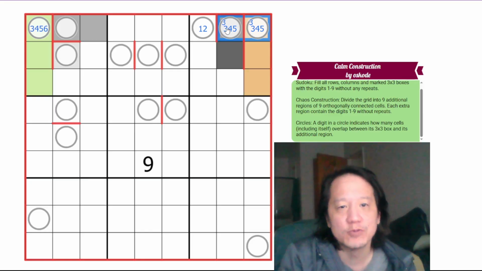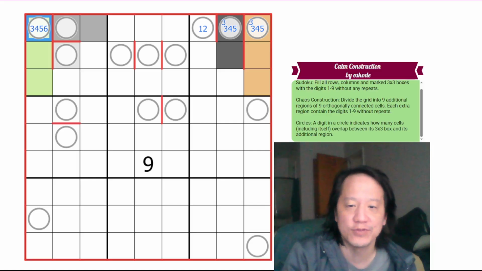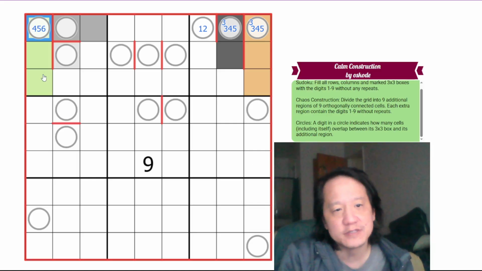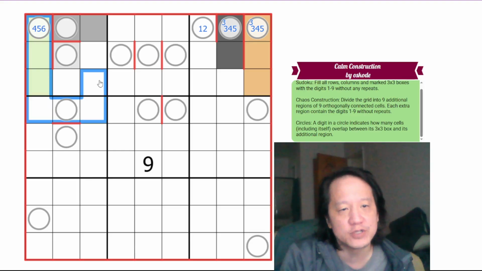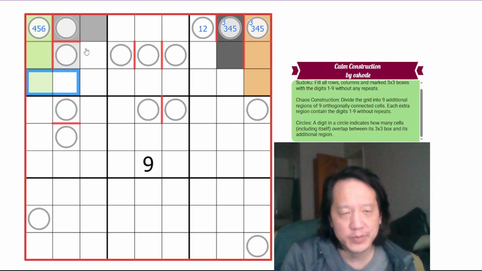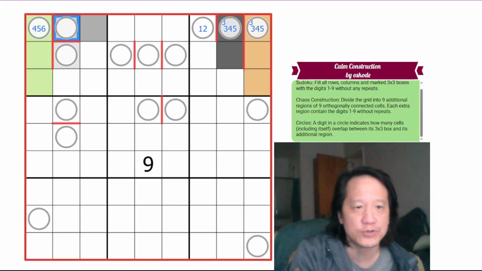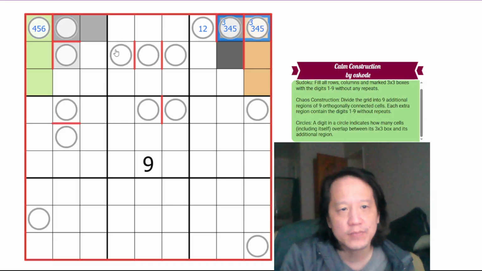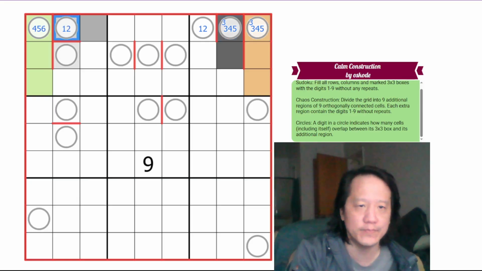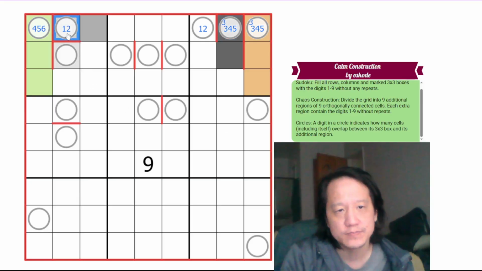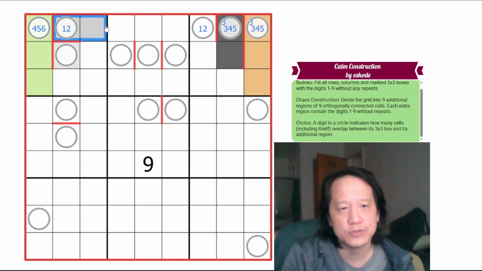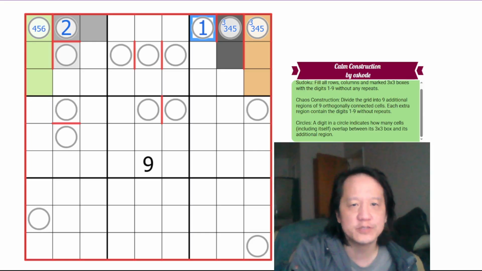So 3 has to be one of these two, which means this cannot be 3. So that means this is at least 4. It could go something like that, so we don't guarantee that this is part of green. But this is 4, 5, or 6. This has to be 1 from 1, 2, or 3. It cannot be 3. So this is 1 or 2. And it has to be 2 here, at least, because we already know 2 are in this box. So this is guaranteed to be 2. This has to be 1.